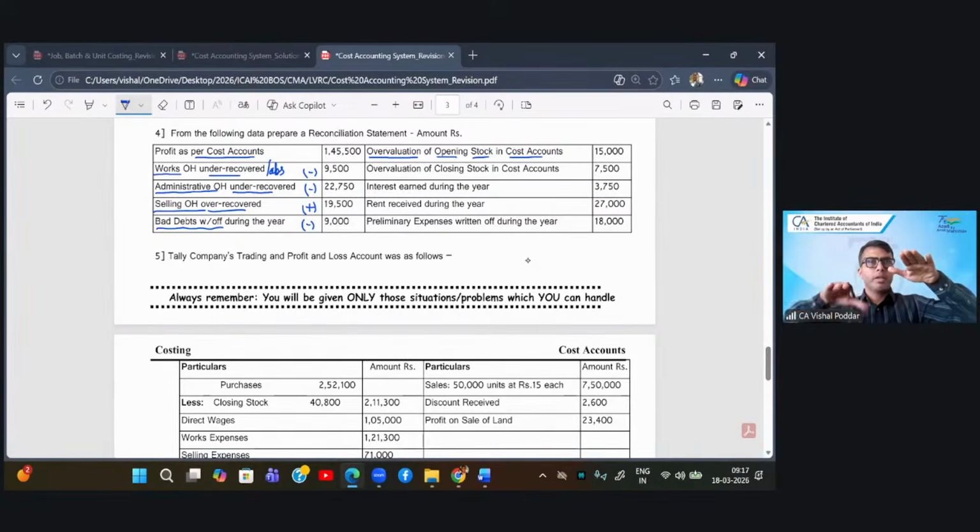Correct? I repeat. Our first adjustment is about overvaluation of opening stock. Opening stock is a debit item, and this item is over, meaning an extra amount is there in costing books. If debit is more, automatically the impact is that the profit is less, because more debit will give you less profit. So the impact of this adjustment is my costing profit is less, financial is more. My starting point is costing profit. I have to climb upwards.